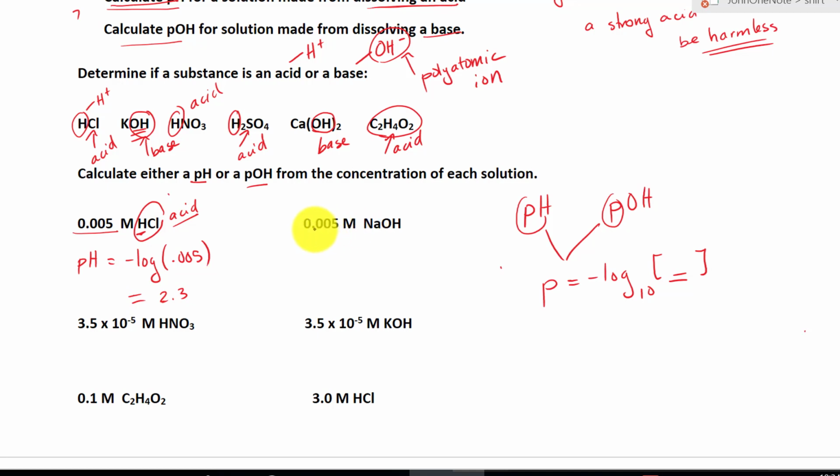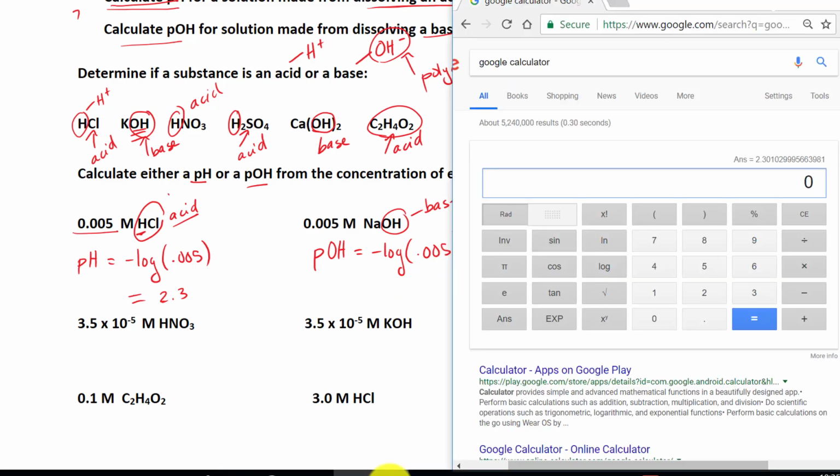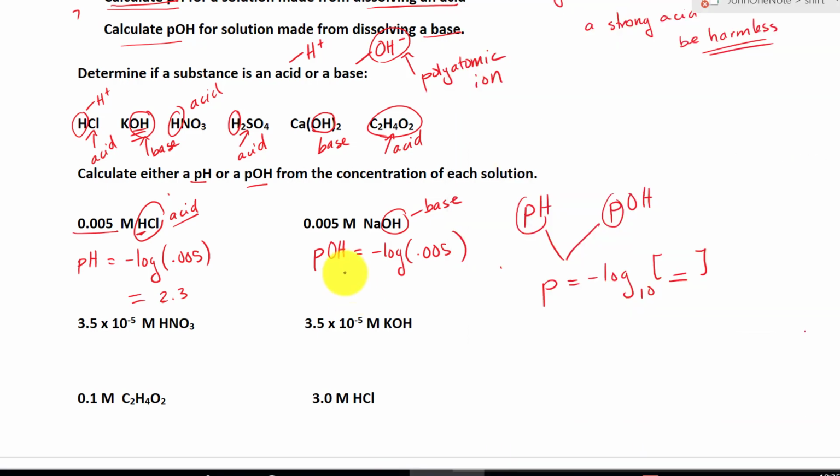Here we have 0.005 molarity of NaOH. So this OH tells you that this must be a base. So we have to calculate what? If it's OH, we have to calculate pOH. So in this case, we have negative log of 0.005. Let's plug this into a calculator. We have negative log 0.005. And there you go. We have pOH equal to 2.3. Now, pOH of 2.3 is not the same thing as pH of 2.3, okay? They are completely different, and we will talk more about that later.